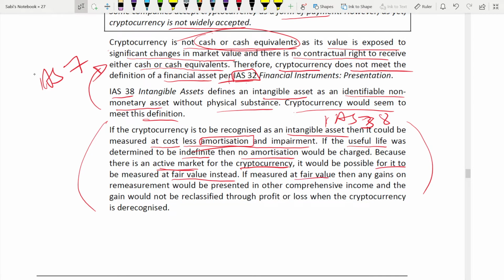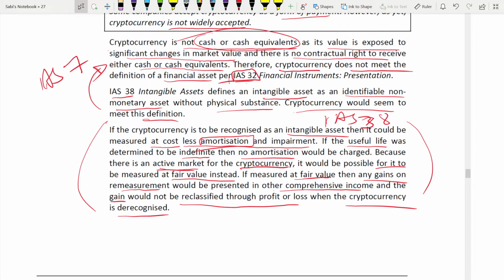So if measured at fair value, now you're changing it to fair value from cost. If measured at fair value, then any gain on remeasurement would be presented in other comprehensive income. This is the rule according to IAS 38, that fair value gain will be recognized in OCI. And that gain will not be reclassified through profit or loss when the cryptocurrency is derecognized. It is an asset, no? When you're derecognizing that asset, that means when you're selling this cryptocurrency, that gain or loss will not be reclassified to profit and loss. It will be in other comprehensive income only. This is related to intangible assets.